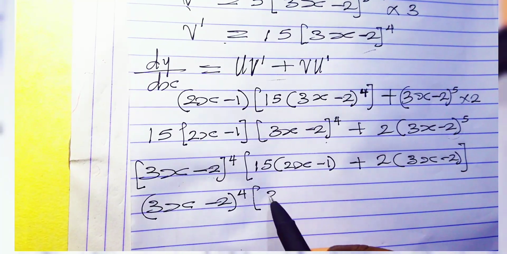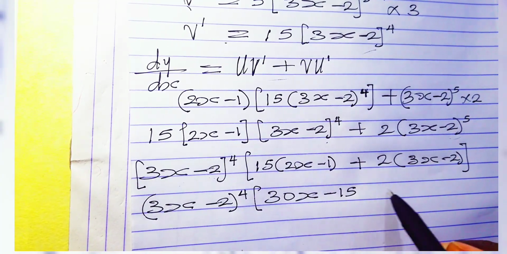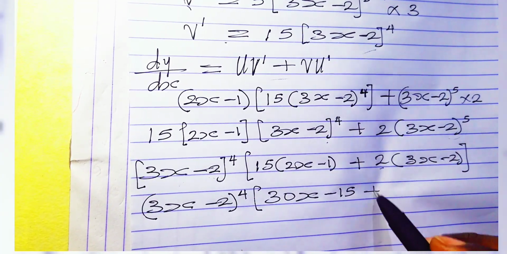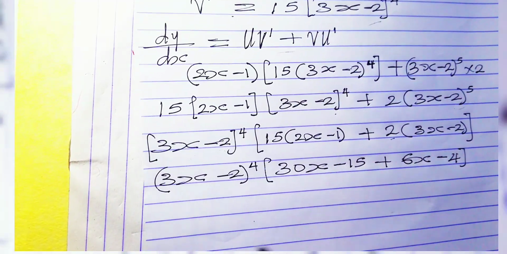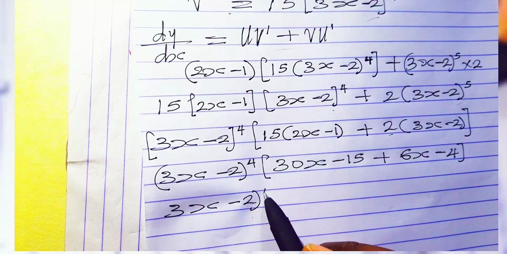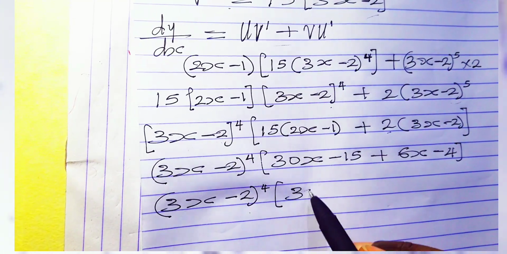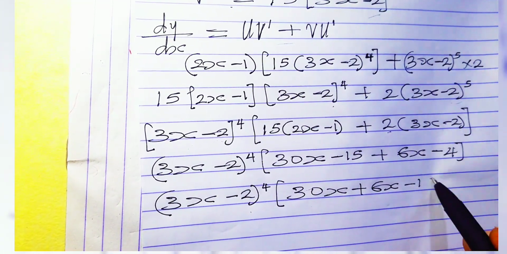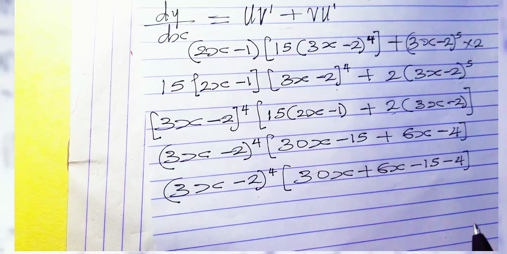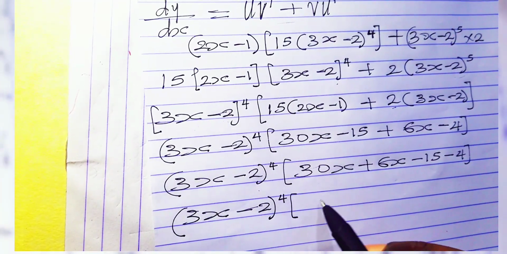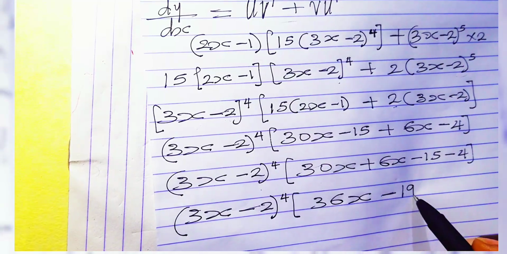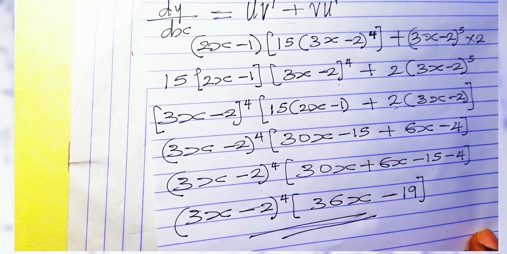This times this is going to be 30x minus 15. And then we can use this to open up the bracket, which becomes plus 6x minus 4. Then we can rearrange and collect like terms inside the bigger bracket. This becomes 30x plus 6x minus 15 minus 4. And the final answer becomes (3x minus 2) raised to the power of 4 times (36x minus 19). So this is the answer to the question we have here.